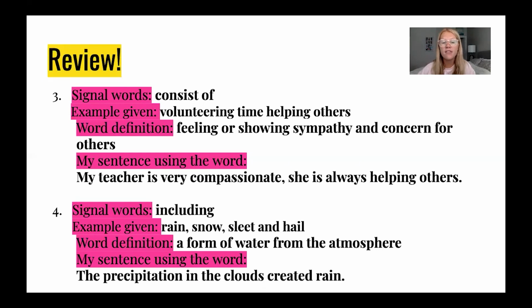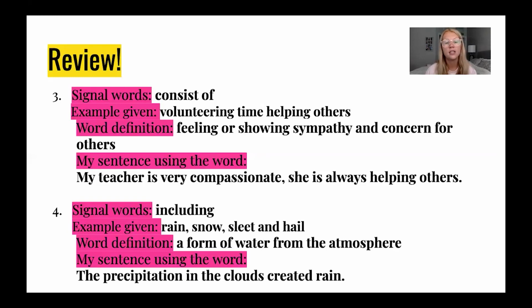The word definition. So when I read that sentence, I knew that all 3 of these things, rain, snow, sleet, and hail, came from the atmosphere, came from above, came from the clouds. So my word definition was a form of water from the atmosphere. And my sentence using the word was, the precipitation in the clouds created rain.